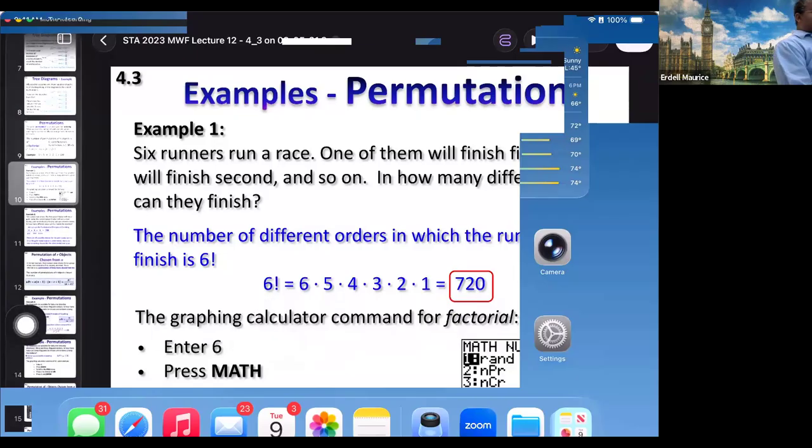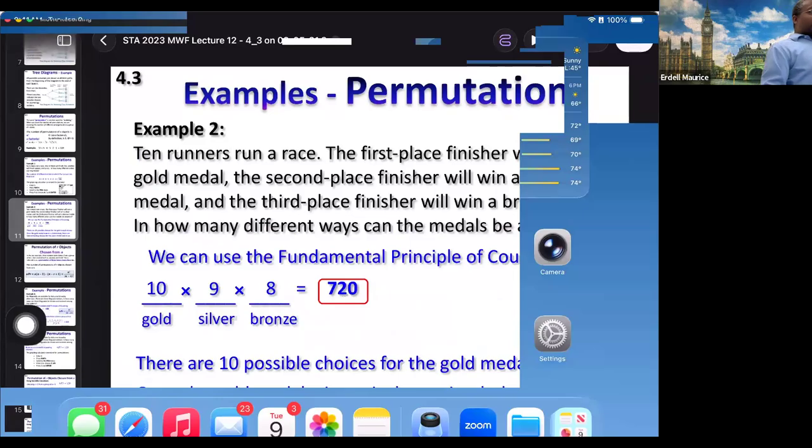Now there's a way we can shorten that process. We're not counting everybody, we're counting a sub list. I have 10 people running a race. I only care about the people who finish in first, second, and third, because those are the people who get medals. Yes. And so I can say, how many ways can I order those 3 people? Well, how many people can finish in first place?